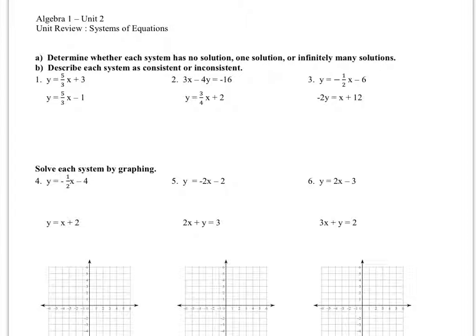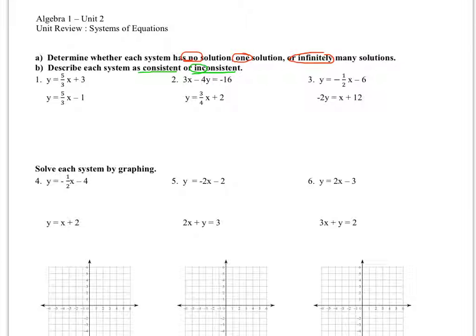Unit 2 Review Help. Alright, so we're going to go through a couple questions throughout this assignment and this review to help you prepare for the test to make sure you're answering the questions completely and in the proper manner. Our first question deals with determining whether or not we have no solution, one solution, or infinite solutions, and then to decide if the system is consistent or inconsistent.